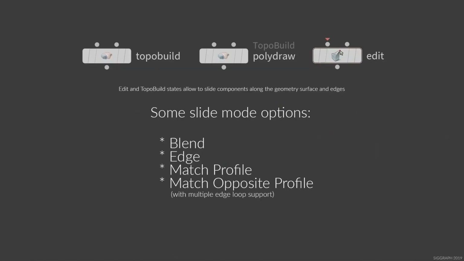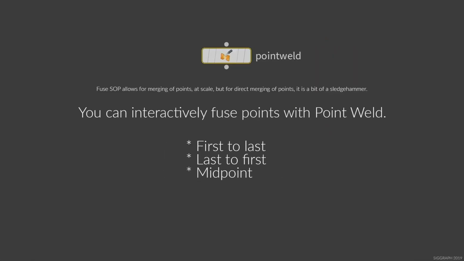For the next one, we have the point weld, which you could previously do with a fuse stop, and also with PolyDraw, you could just weld the points together, but you weren't really ever sure, or at least I found that you didn't have the confidence that the points actually closed and that you didn't have any gaps on your surface. So here we have this point weld tool that allows you to interactively work with your geometry in the viewport, snapping first to last or last to first, and also the midpoint in between.